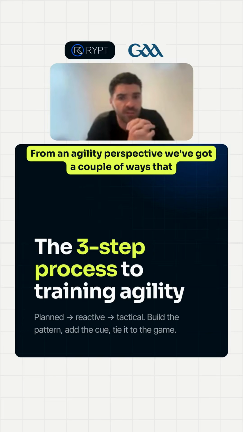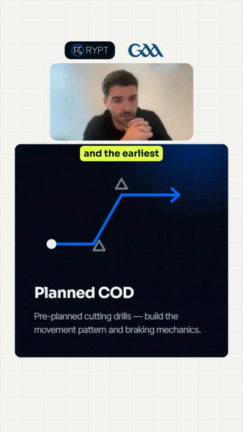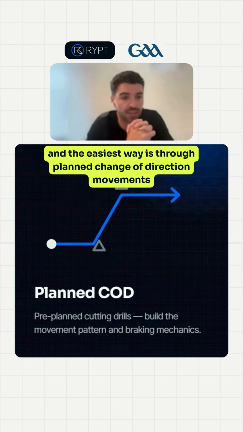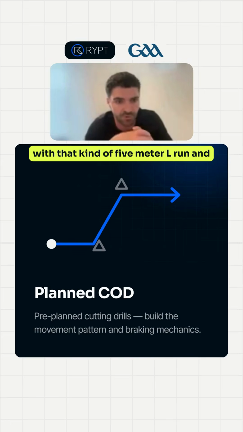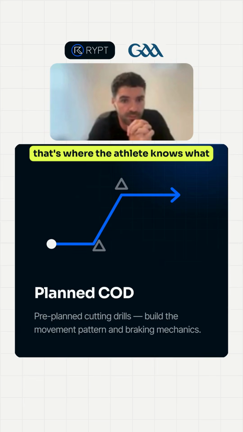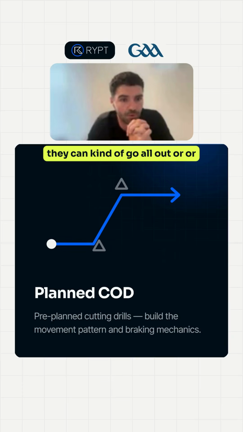But from an agility perspective, we've got a couple of ways that we can introduce this to our sessions. One, and the earliest and the easiest way, is through planned change direction movements. Mike gave an example in his presentation with that 5-meter L run. That's where the athlete knows what direction they're going to change in, how far they're going to run, and they can go all out or work on the technique of the drill.